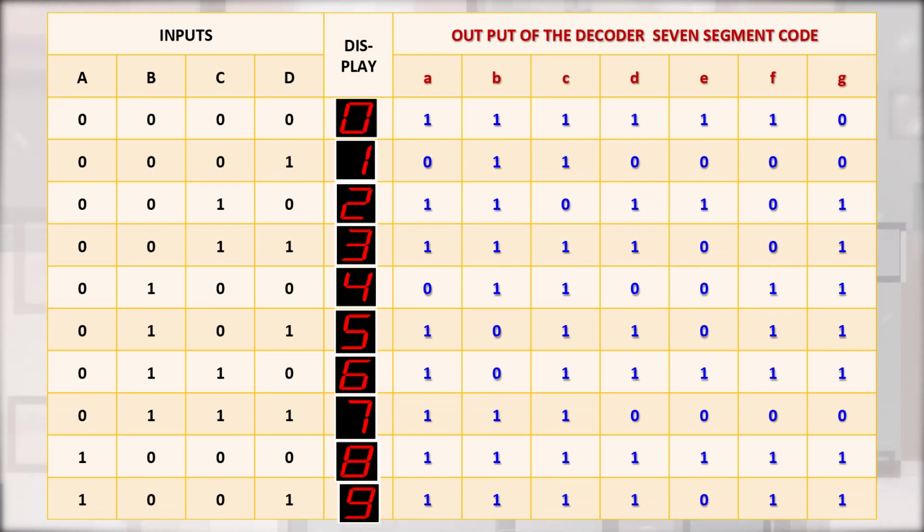This BCD to 7 segment decoder has 4 input lines, namely A, B, C and D, and 7 output lines. They are designated as small letters a, b, c, d, e, f and g. This output is given to 7 segment display, which displays the decimal number depending upon the input. This BCD to 7 segment decoder's output, through resistors, is connected to 7 segment display.